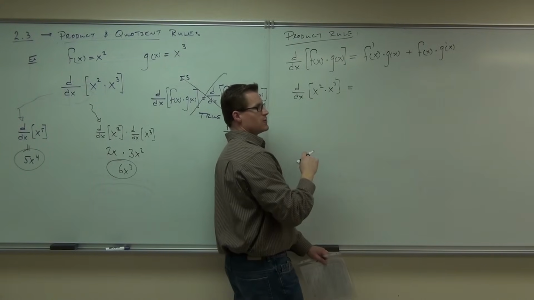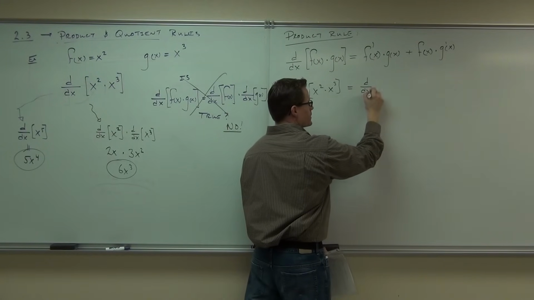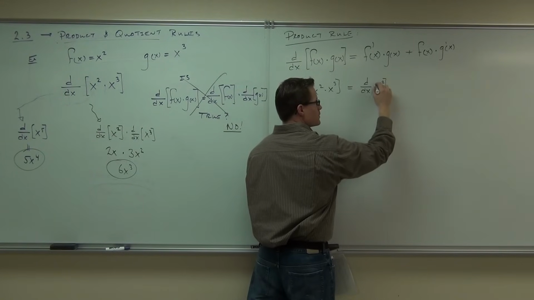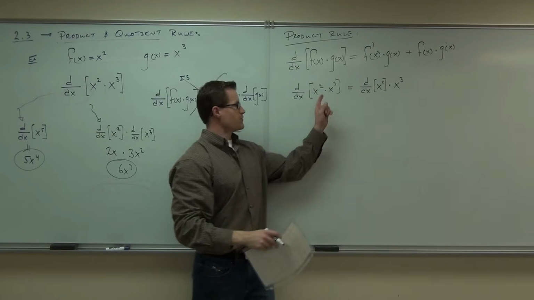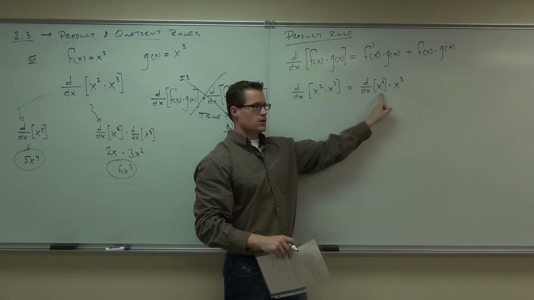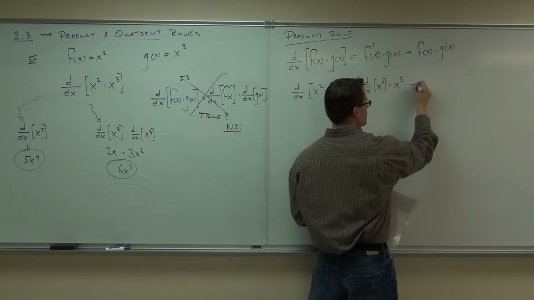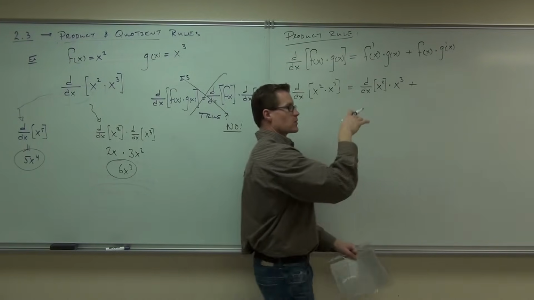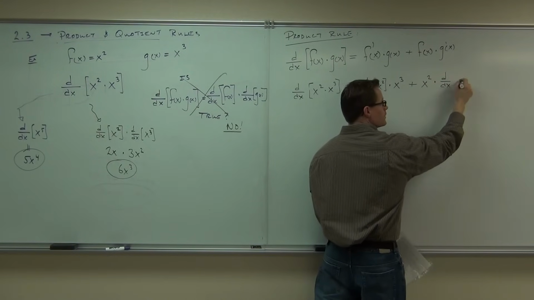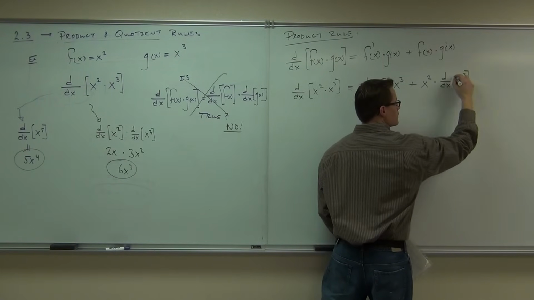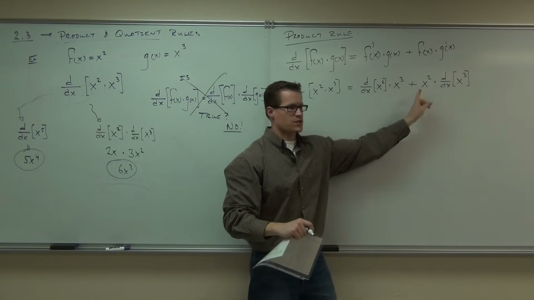It says you take the derivative of your first function, that would be x squared. You find the derivative of your first function times the second function. That's how to write that out. Are you okay with the notation? Derivative of your first function times your second function. Then you have a plus sign. Then you write your first function times the derivative of your second function. In English it says derivative of the first times the second plus the first times the derivative of the second.